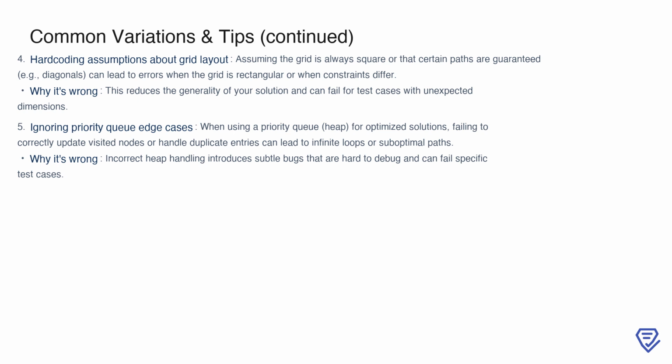Additionally, if you're using a priority queue, which is common in efficient solutions, you need to pay close attention to edge cases. Failing to properly update visited nodes or allowing duplicate entries in the heap can lead to subtle bugs, such as infinite loops or incorrect path calculations. These issues can be particularly challenging to debug and might cause your solution to fail specific test cases. Proper handling of the heap and visited nodes is crucial to ensure both correctness and efficiency.